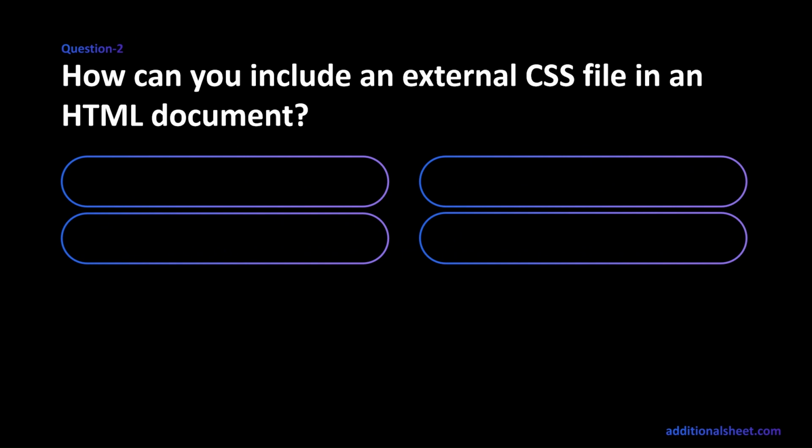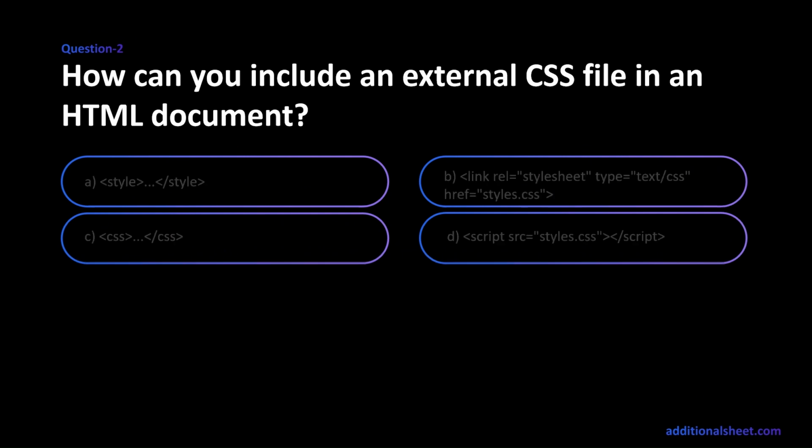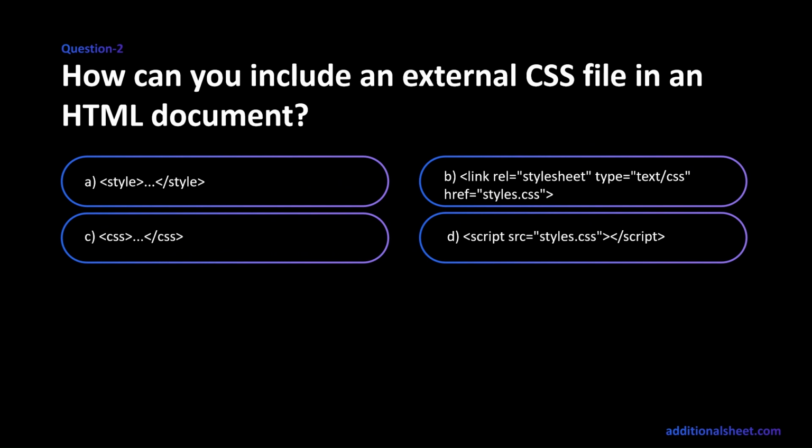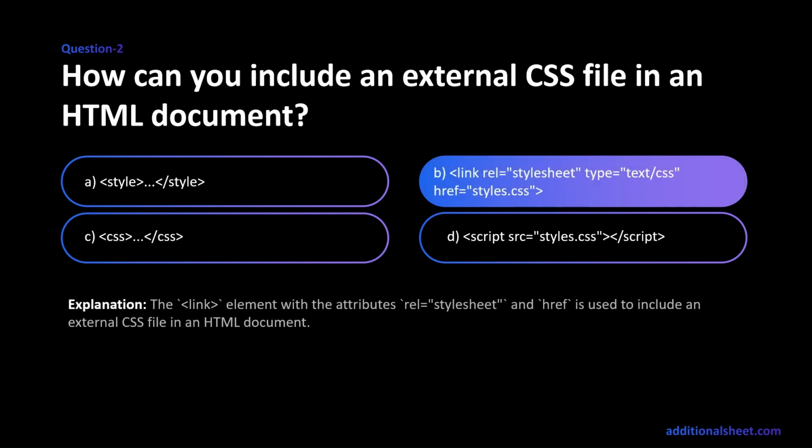Q2. How can you include an external CSS file in an HTML document? Options are A. Style tag, B. Using link tag, C. Using CSS tag, and D. Using script tag. The correct answer is option B. The link element with the attributes rel equals stylesheet and href is used to include an external CSS file in an HTML document.